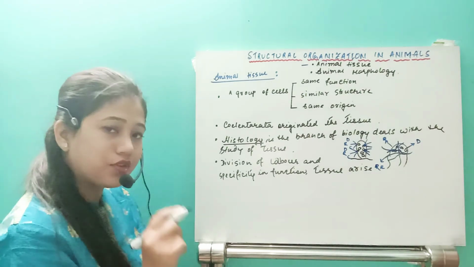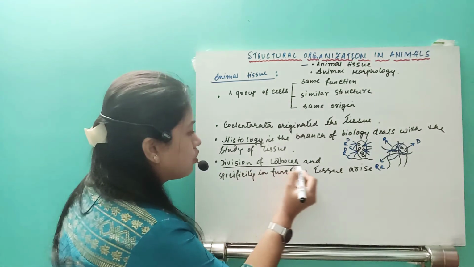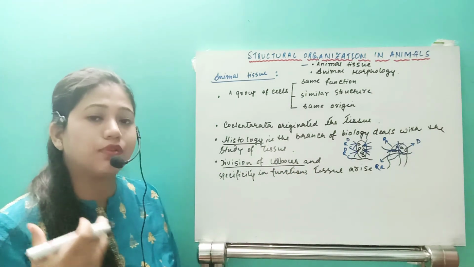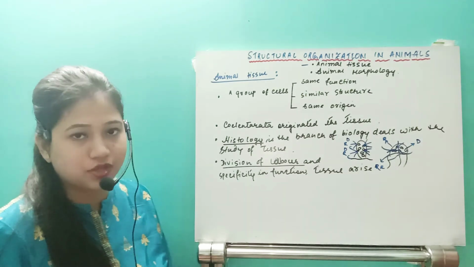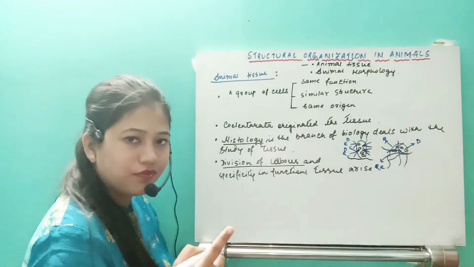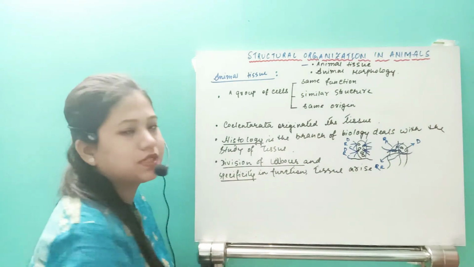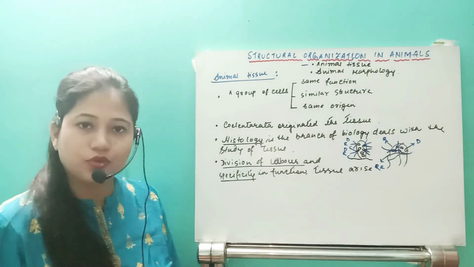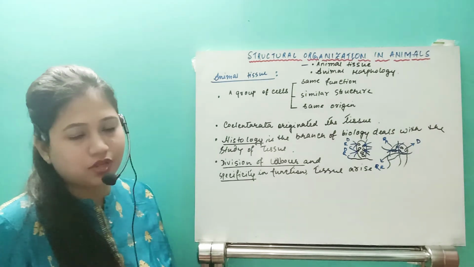So what is the first point? That they have to undergo the division of labor. Some of the tissues are performing some specific function, and the second thing is that whenever they are performing only one function, they will be very much specific. Okay, so that's why the tissue concept appeared. Okay, so this is just the introduction point.